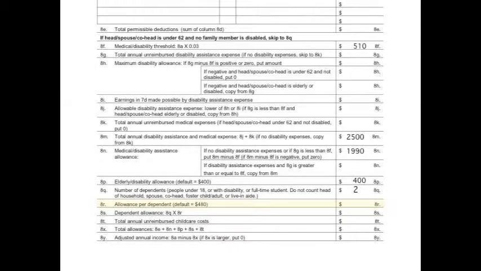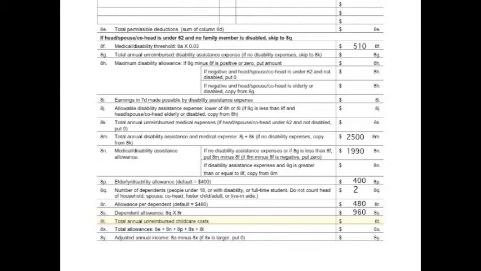Think about it this way. HUD wants to know, well, what is the dependent deduction? Well, it's $480 per dependent. So on 8R, we're going to write in $480 because we're going to calculate that allowance on the next line. When you go to 8S and look at the dependent allowance, the form tells us to take 8Q times 8R. 2 times $480 will give us a dependent allowance of $960.